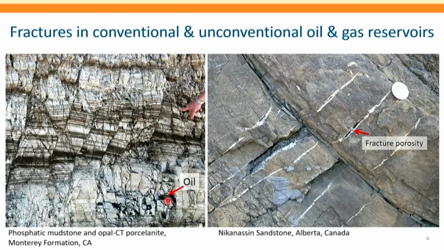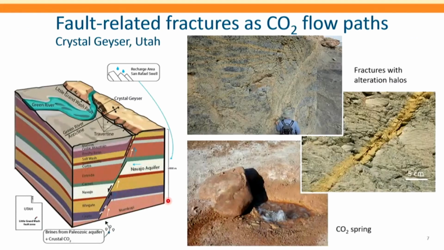The one on the right side is a tight gas sandstone reservoir in Alberta, Canada. It has fractures in it, but they are not abundant enough, so this needs to be hydraulically fractured for the natural gas to be produced. Okay. So fractures are relevant to both types of oil and gas reservoirs.